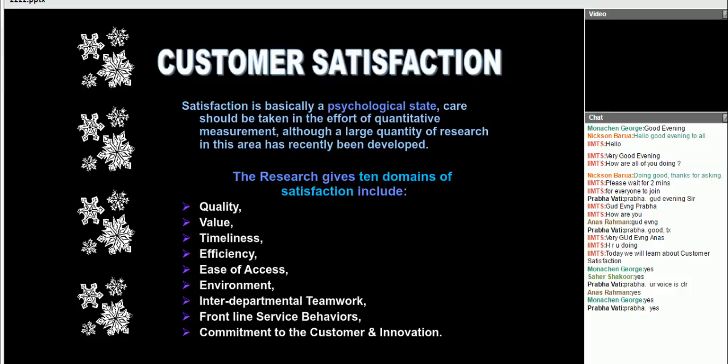Okay, suppose all of you are running a company, right? How will you satisfy your customers? Or what all things or what all parameters will you take care of or consider for keeping your customers satisfied?